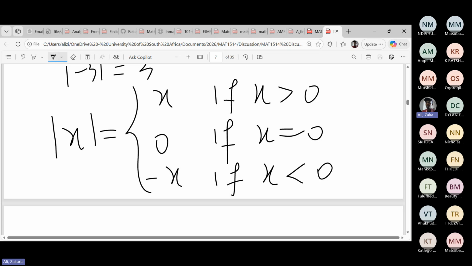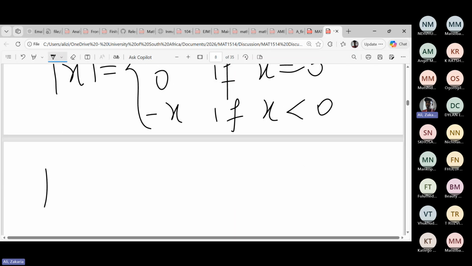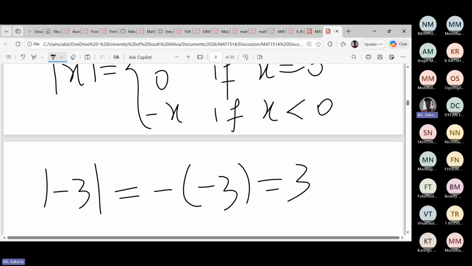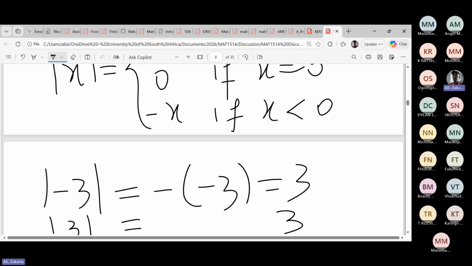So what does it mean? When x is 2, the absolute value of 2 is just 2. When x is 3, it's just 3. When x is 10, it is 10. You pop in 100, it is 100. When x is 0, the absolute value of 0 is 0. When x is -3, what is the absolute value of -3? By this definition, x is negative, so it's minus of -3, and the answer becomes +3. The absolute value of 3 is 3, but the absolute value of -3 is also 3.